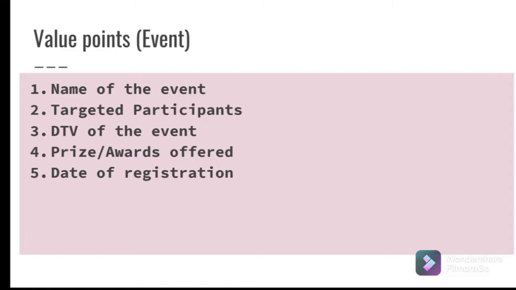Let us review the value points of the notice we have discussed. The notice should have the name of the event. It should also have the targeted participants. Then come very important details, that is DTV of the event, which is always written in sequence. If prizes or awards are given, then we have to mention that too. And let us not forget the date of registration. So these are the value points that you must remember while writing a notice for an event.